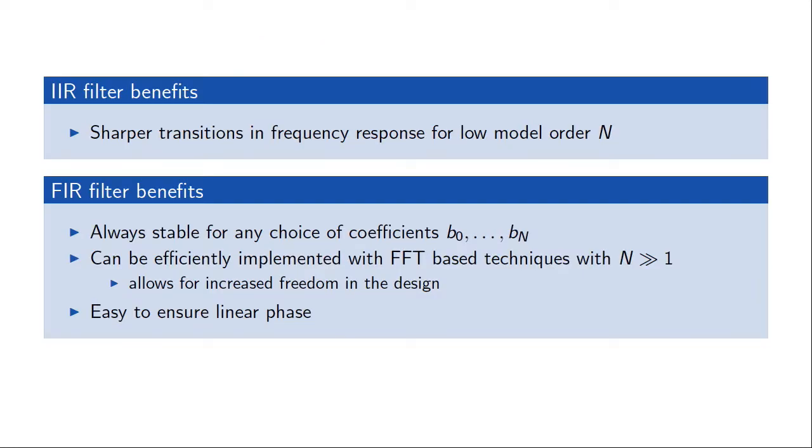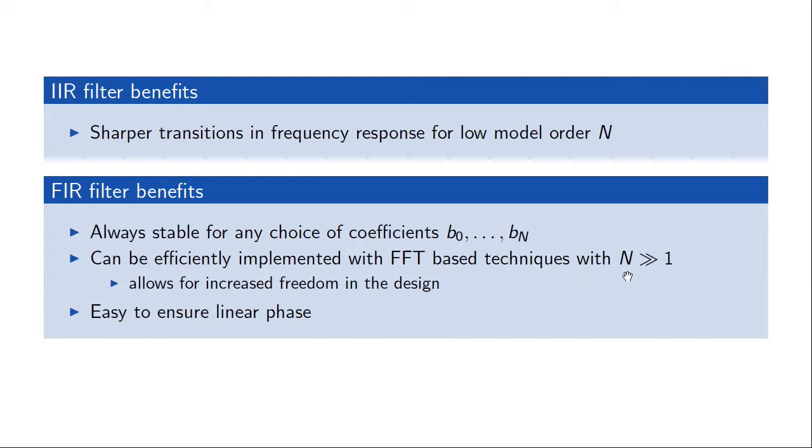The main benefit of an IIR filter design is that you can create sharp transitions in the frequency response for relatively low values of this capital N, or the order of the filter, meaning that with a relatively low complexity you can create a filter that transitions quickly from the pass band to the stop band. But there are several different properties of the FIR filters which are also beneficial for their choice. So for instance, for any set of these coefficients B0 to Bn, the filter will always be stable, since we don't have this feedback part which could potentially make an IIR filter unstable if the A coefficients are chosen incorrectly.